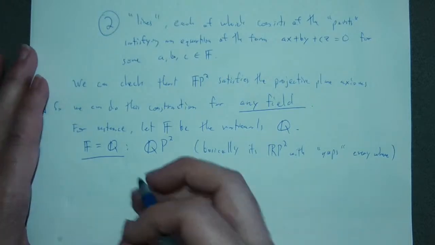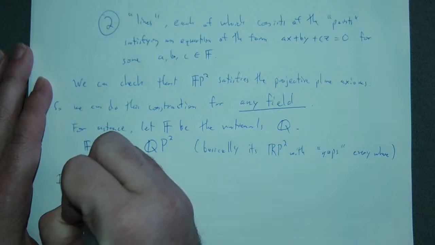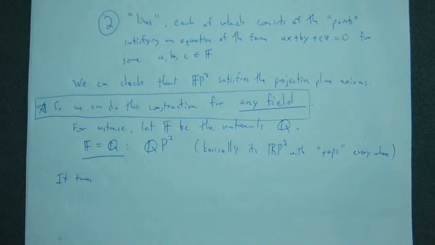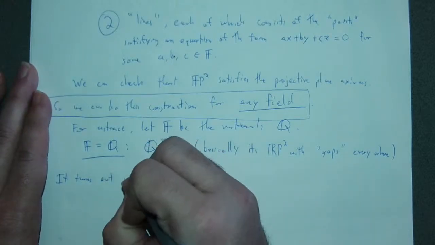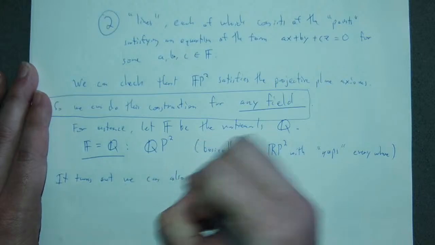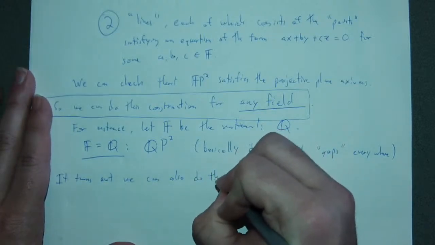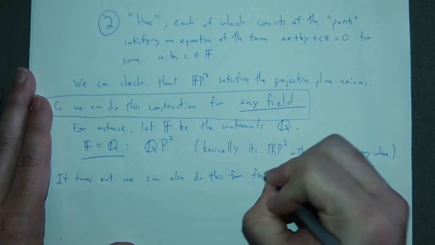What is another option? So it turns out, remember, I said we can do this for any field. Well, it turns out there are finite fields. So if you haven't seen an example of this, then you will in your first serious course in algebra. So it turns out we can also do this for finite fields. And I mean, I shouldn't say it turns out. I did this construction for any field. It didn't matter whether it was finite or not. It turns out we can also do this for finite fields.